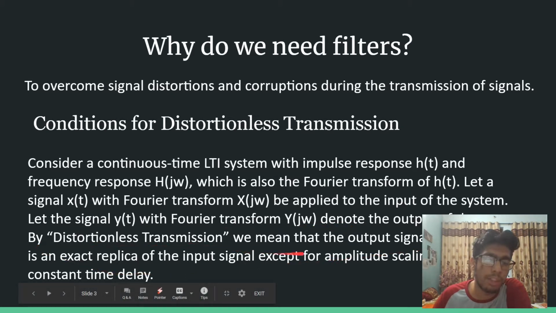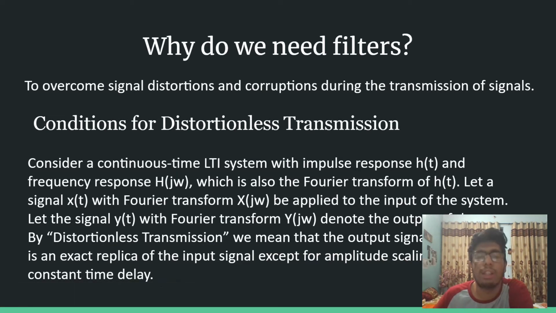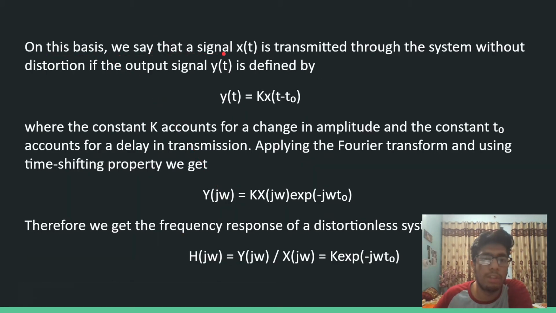And by distortionless transmission, we mean that the output signal of the system is an exact replica of the input signal, except for amplitude scaling and a constant time delay. So on this basis, we can get the output signal y(t) equals k times x(t minus t0), where the constant k accounts for a change in amplitude and the constant t0 accounts for a delay in transmission. Applying the Fourier transform and using the time shifting property to the above equation, we get Y(jω) equals k times X(jω) multiplied by e to the power minus jωt0.